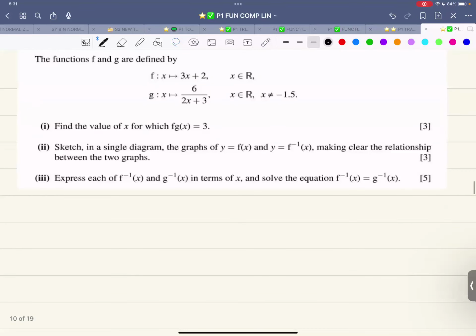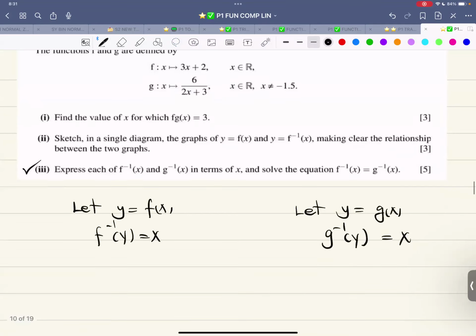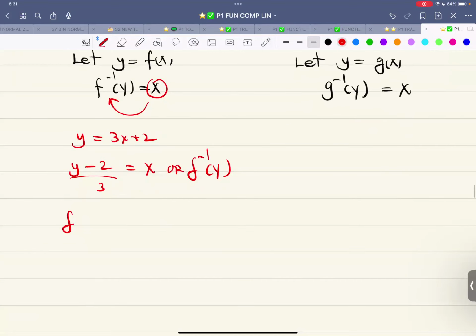Now, let me focus on the third part. Express f inverse and g inverse in terms of x. Let y equal f(x). Therefore, f inverse y equals x. Let y equal g(x). Therefore, g inverse y equals x. f(x) is 3x plus 2, so y equals 3x plus 2. Therefore, (y minus 2) over 3 is x, but x is f inverse y. Therefore, f inverse x equals (x minus 2) over 3.